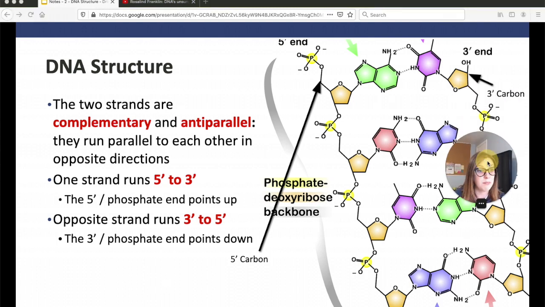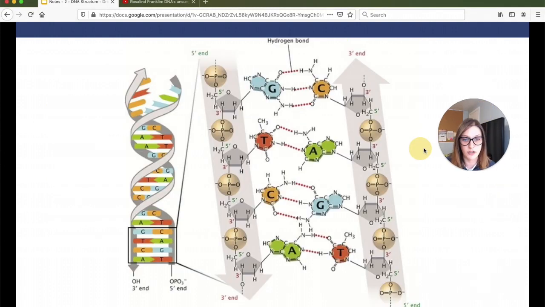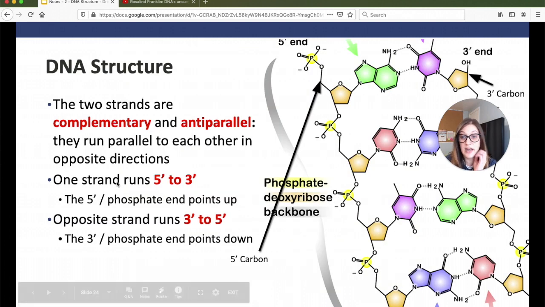So you can tell that by looking here. You've got the 3' right here, you've got the 5' over here, and the molecule is cut off here. But I'll show you in another image here. So again, here we've got the 5' phosphate pointing up, you've got the sugar pointing up, and then on the opposite side, you've got the sugar pointing down, and you've got the phosphate pointing down. So the 5' end is down here, the 5' end is up here on opposite strands. All right, so again, one strand runs 5' to 3', and the opposite strand runs 3' to 5'.